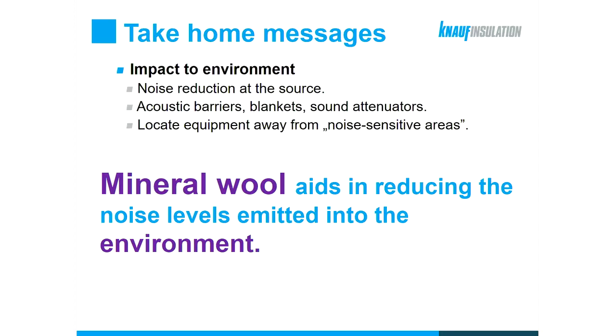So what's important to capture from this story about the noise impact to the environment is that the most effective strategy of mitigating the noise is if we reduce it at the source itself. And for these particular purposes, typical acoustic measures include acoustic barriers, acoustic enclosures, blankets, or some more complicated devices like sound attenuators or acoustic louvers. And from the design and coordination point of view, locating the noisy equipment as far as possible from noise-sensitive areas is always a good choice. And in all these applications, it's again mineral wool that aids in reducing the noise levels emitted into the environment.